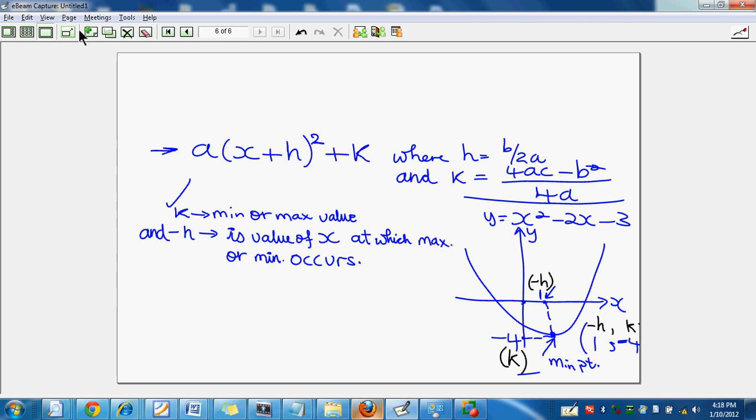The y-intercept, open brackets, the point where the curve cuts the y-axis, close brackets, is given by 0, C, where C is the value given in the quadratic expression.